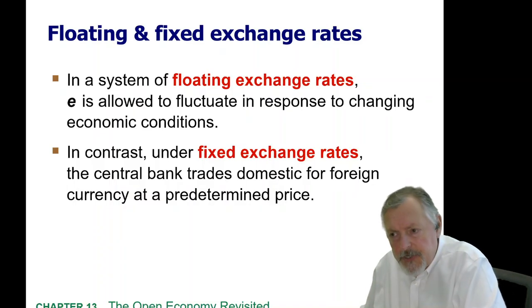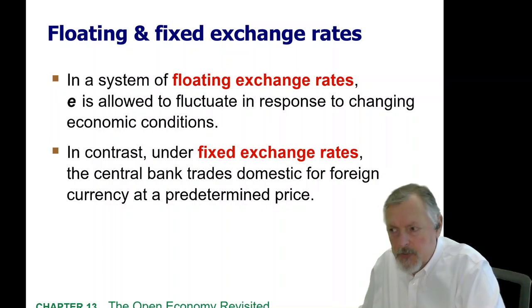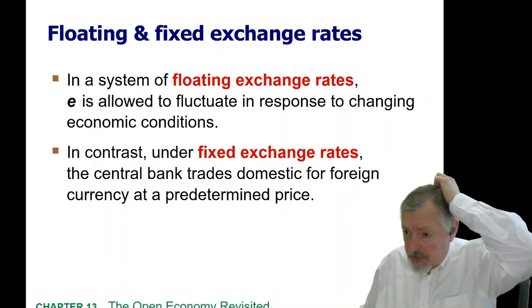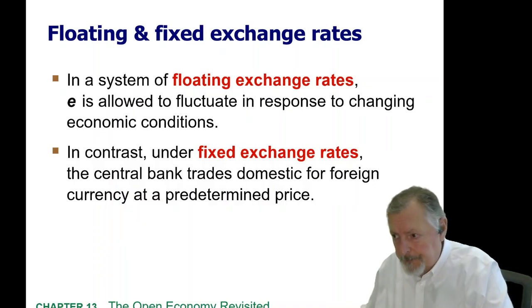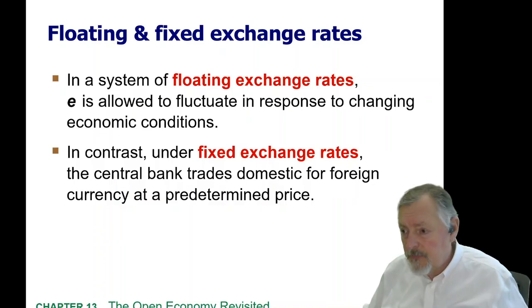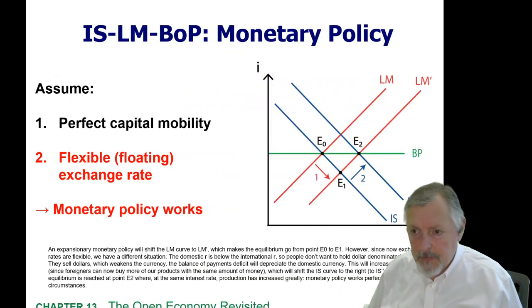Now, in a fixed exchange rate system, the country's central bank decides it wants to keep the price of the currency fixed at a certain level. Then the central bank will intervene in the foreign exchange markets, buying and selling currency, to try and force the price of the domestic currency back to whatever their target is. Let's look at how Mundell-Fleming works with floating exchange rates and then with fixed exchange rates.